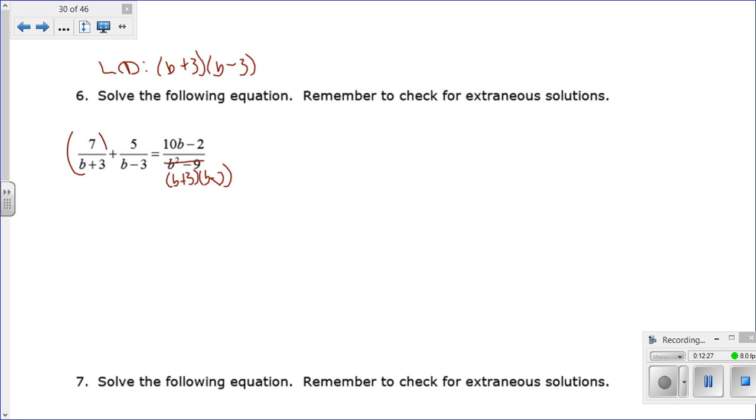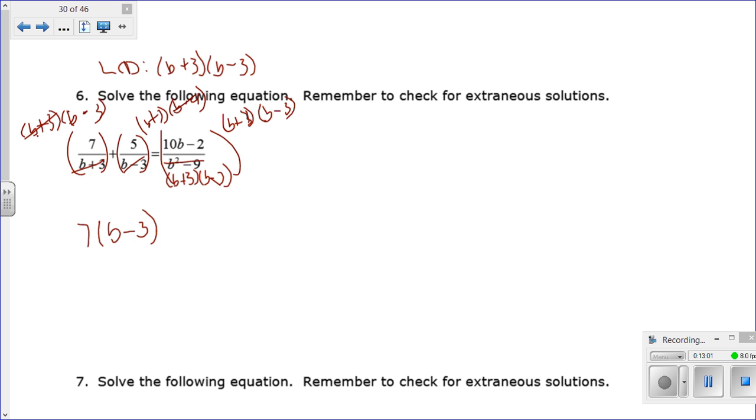So you need to multiply each term by b plus 3, b minus 3. I know it seems very redundant to keep writing this stuff out, but it's the way to make the least amount of mistakes. So in my first fraction, the b plus 3's go, and I'm left with 7 times b minus 3. My second fraction, the b minus 3's go, so I'm left with plus 5 times b plus 3. And in my last one, everything goes, so I'm just left with 10b minus 2.